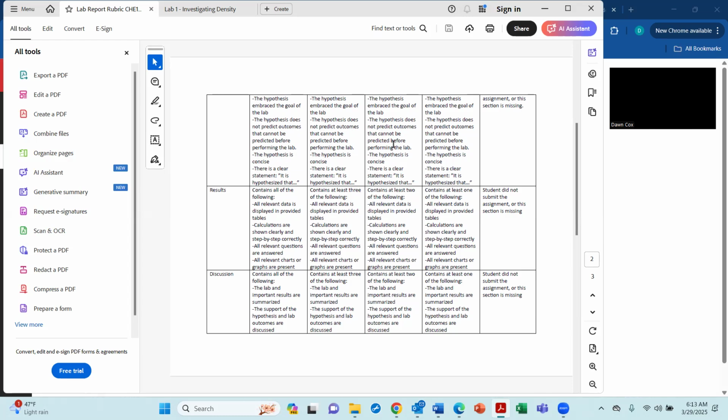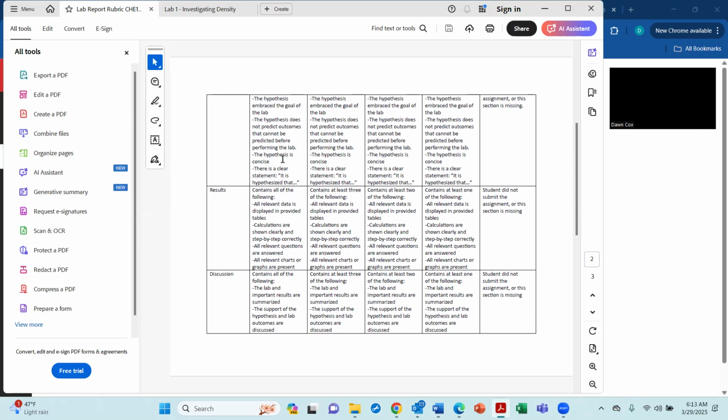Something else I want to mention here is make your hypothesis clear. In other words, write, I hypothesize that, and then write out your hypothesis. That makes it really clear for me. So when I grade, I can see exactly what your hypothesis is, and I can give you those 4 points.